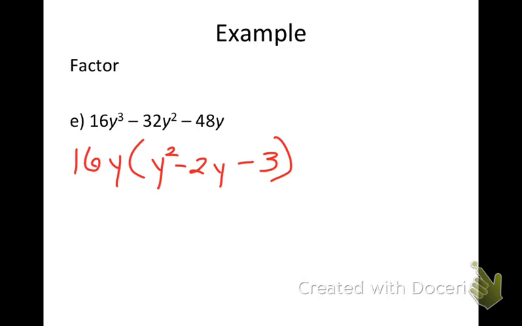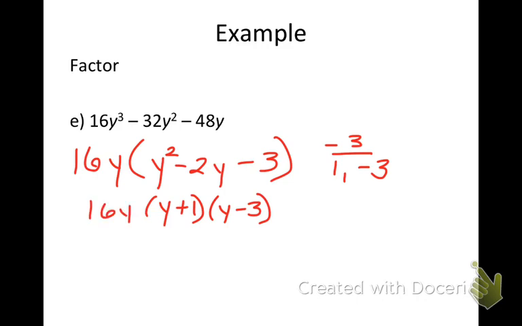Can I factor the trinomial that's left over in here? 1 times negative 3 is negative 3. Do we have factors of... Positive 1 and a negative 3. Positive 1 and a negative 3 will get us to negative 2. Good. So that's going to go to y plus 1, y minus 3. Make sure you bring down that 16y in the front.